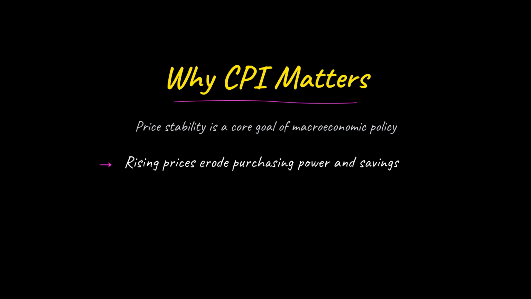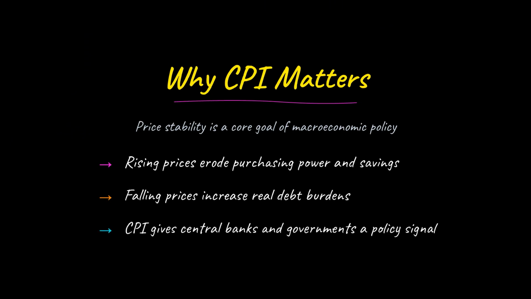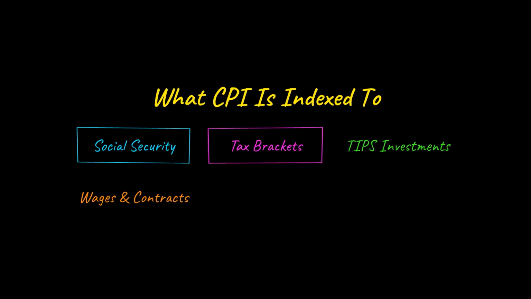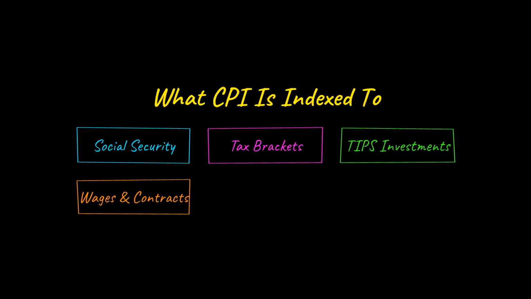Price stability matters because extreme moves in either direction cause harm. Rapidly rising prices erode purchasing power, while falling prices raise real debt burdens. CPI gives policymakers, businesses, and households the continuous reading they need to make sound decisions. Because so many things are automatically adjusted using CPI, including Social Security payments, federal tax brackets, TIPS investments, and wages, changes in the index ripple across the entire economy and federal budget.